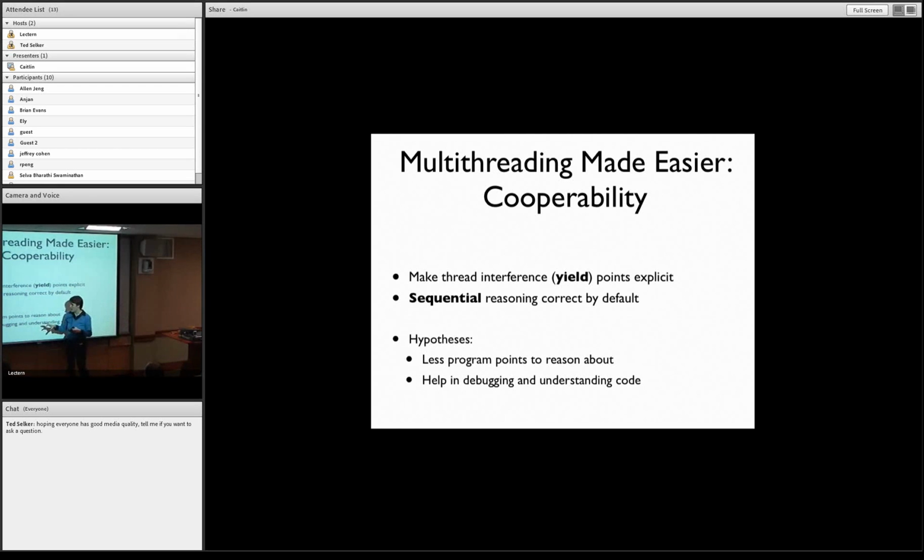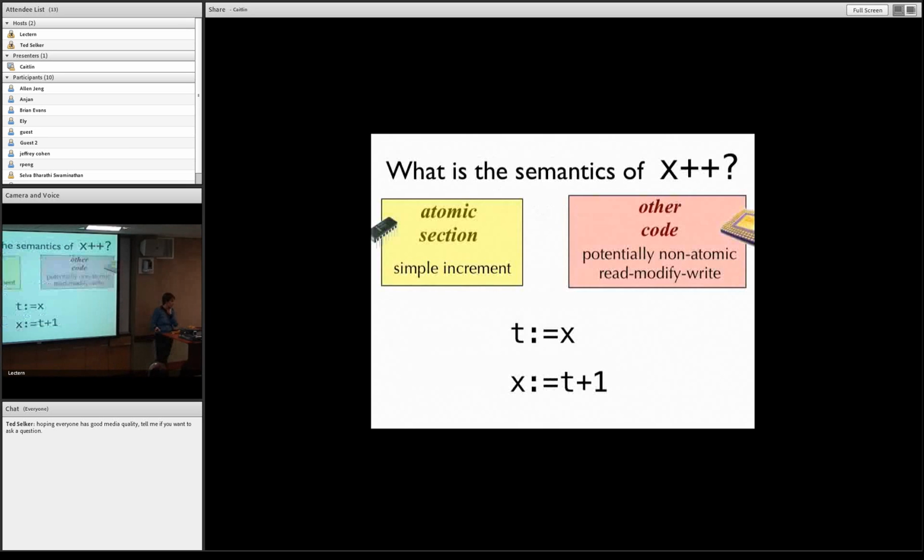So there's kind of two hypotheses with this methodology. That there's fewer program points to reason about now because we only have specific yield points in our code, and that having these yield points, these points of thread interference, will actually help people when they're debugging and understanding code. So now we have yield annotations before and after. This may seem like a relatively simple shift, but it actually affects your whole mindset with how you think about thread interference.